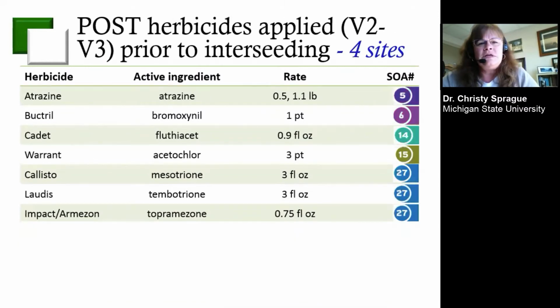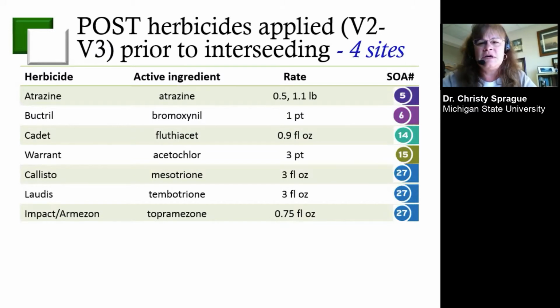We also looked at some of these different products that can be used post-emergence in corn for weed control, kind of an early post-emergence timing, usually when the corn was at the V2 to V3 stage. These herbicides were applied prior to the interseeding. So it wouldn't be like the cover crop was up and then we sprayed it. It would be the corn's up, the weeds are there, we're trying to control those weeds, and then we're going to come back and interseed.